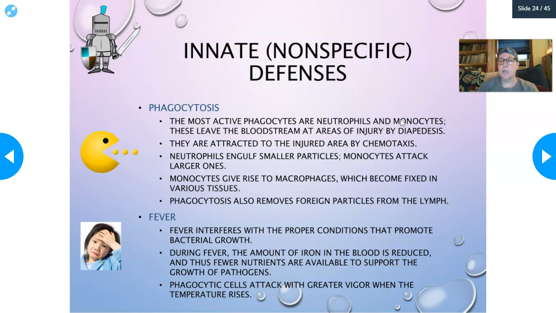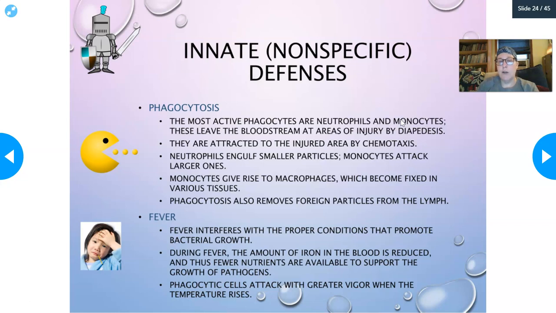So some of those chemicals that are released when there is an injury attract white cells to that area, your neutrophils and your monocytes. Your neutrophils engulf smaller particles, and monocytes attack larger ones, and they eat them like Pac-Man, like they just engulf it, bring it in, and break it down. And so phagocytosis also removes foreign particles from the lymph.